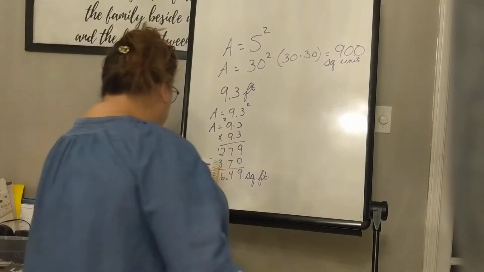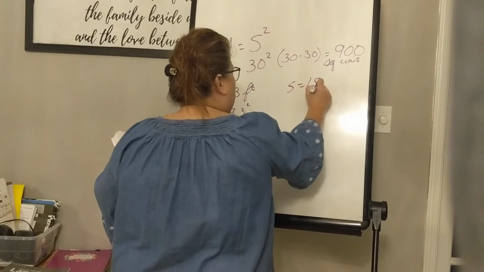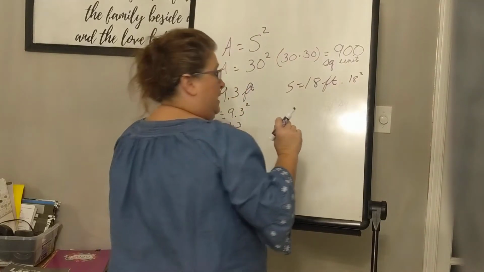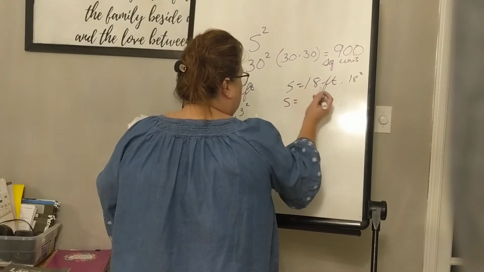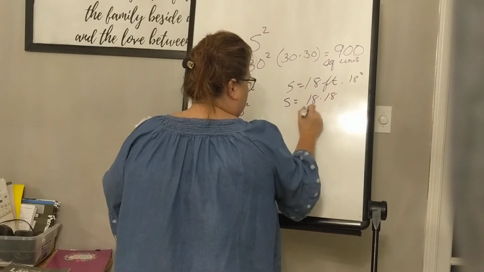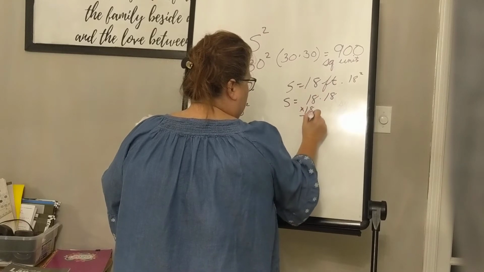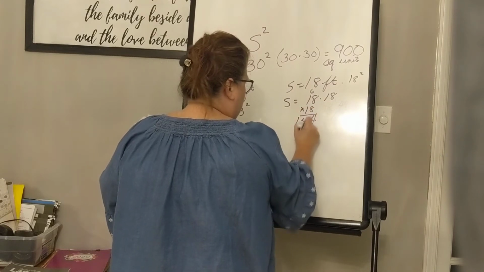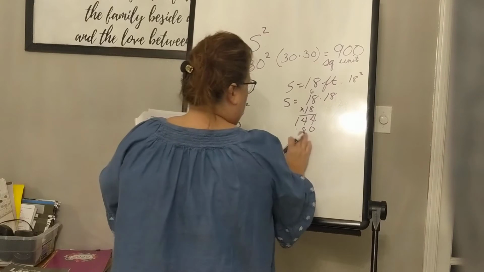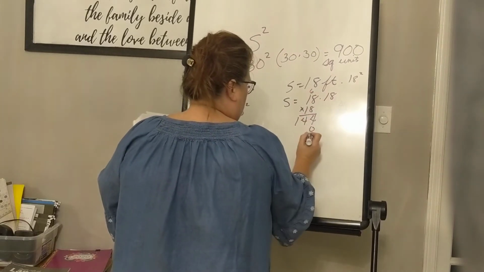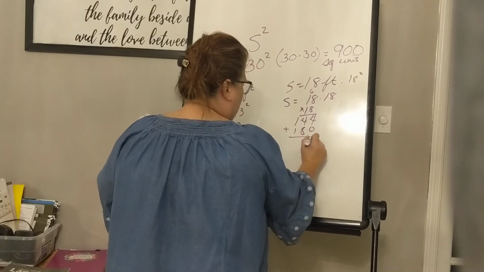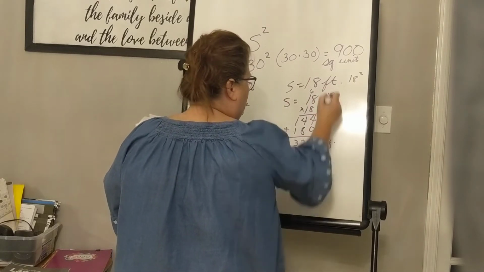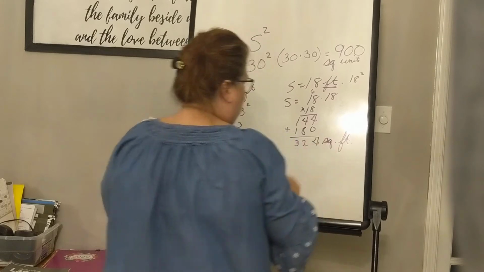Look at letter B. The area of a square, the side equals 18 feet. So we can think of it as 18 squared, but I can't square 18 in my head. So I'm going to go ahead and say side equals 18 times 18. 8 times 8 is 64. Put 4 down, carry the 6. 8 times 1 is 8, plus 6 is 14. Add up our partial products. We have 324 square feet. Okay?